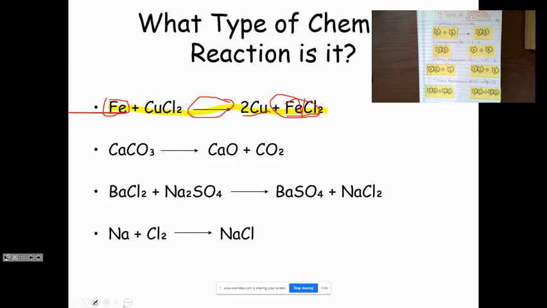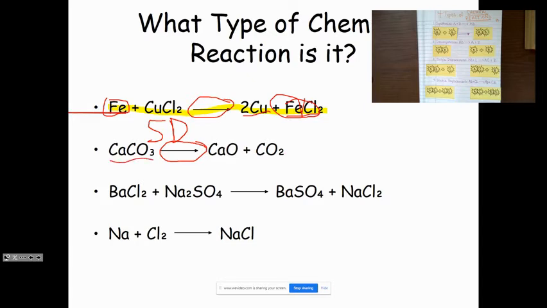Now, the first thing I'm going to do to identify what type of chemical reaction this is, I'm going to look at this. Fe, iron, is by itself on this side of the reaction. But if I look over here, it's paired up with Cl2. Because of that, I know that this is a single displacement, and I'm just going to put SD. You can write in single displacement. We have iron by itself, and now it's got a new partner. So what's left by itself is the Cu. We singled out the Cu.